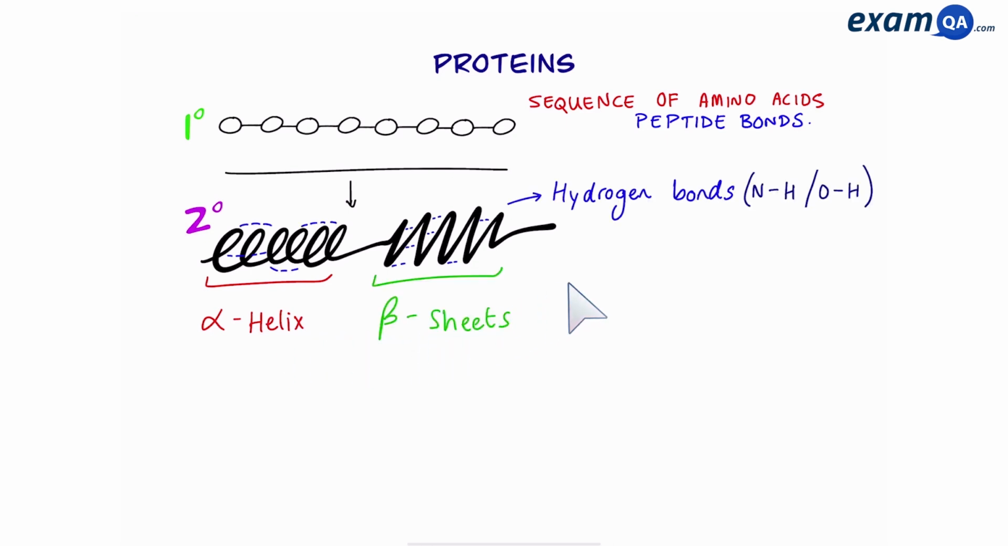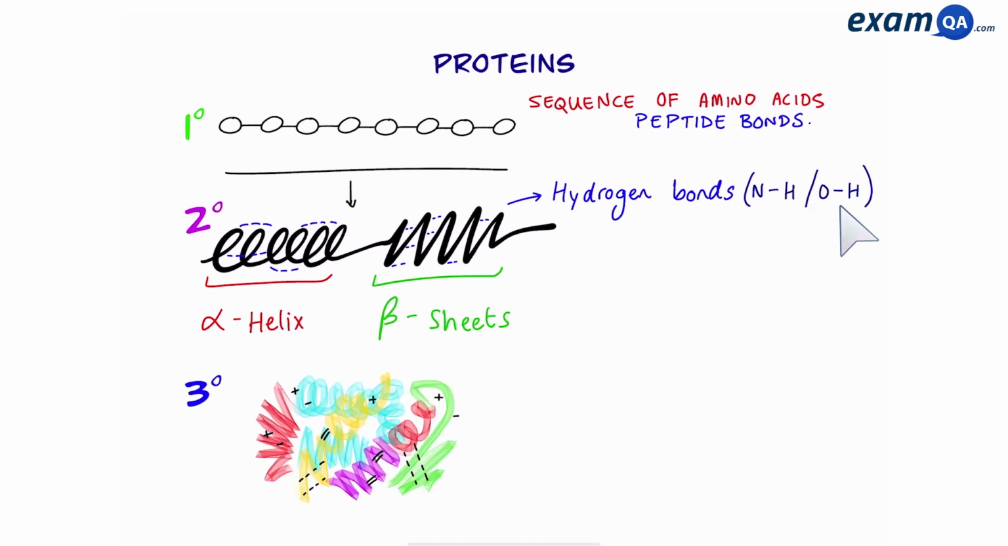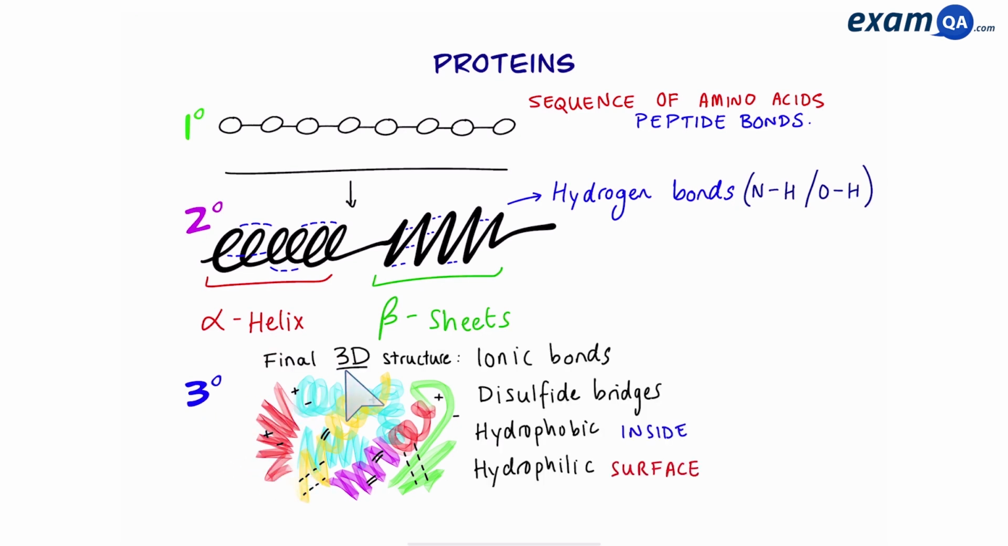And this is because amino acids have NH and OH bonds. This is a tertiary structure, also known as the final 3D structure of the protein. In addition to hydrogen bonds, we also have ionic bonds and disulfide bridges. Also, amino acids which are hydrophobic, meaning hate water, will tend to move towards the inside of the protein, and those that love water or are hydrophilic will move towards the surface.